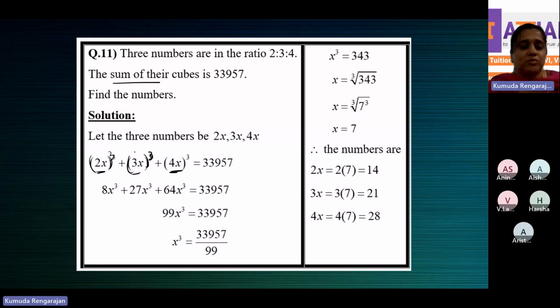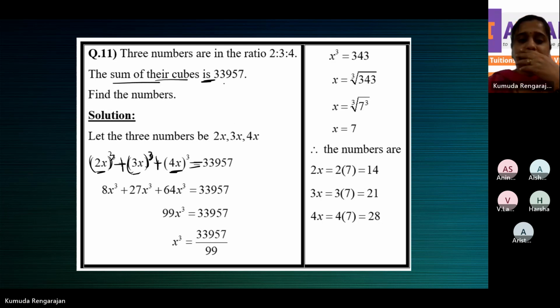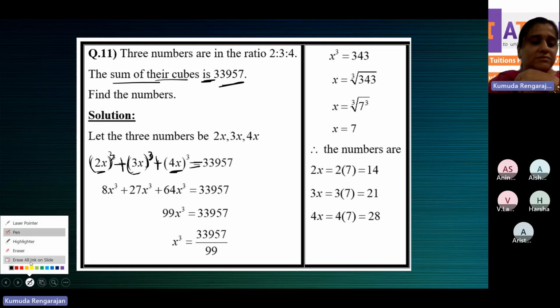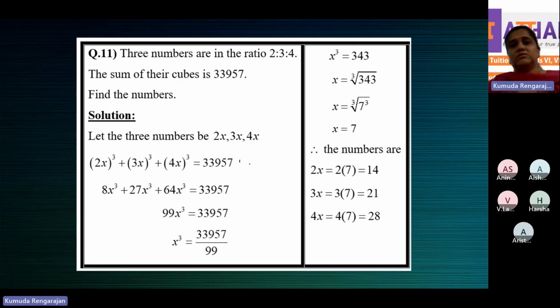The sum of their cubes. That's why we connected by the plus sign. We have connected the terms by a plus sign. The sum of their cubes is, means equal to, 33,957. So this is the equation. The numbers are these. These are their cubes. And the sum of their cubes means connected by a plus sign. Is means equal to 33,957.